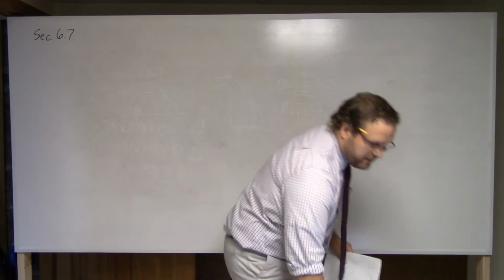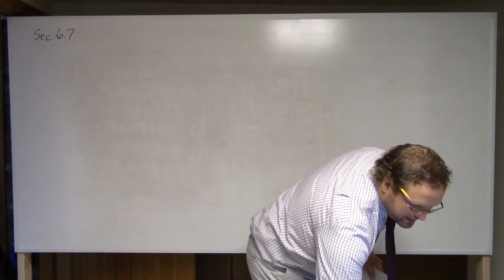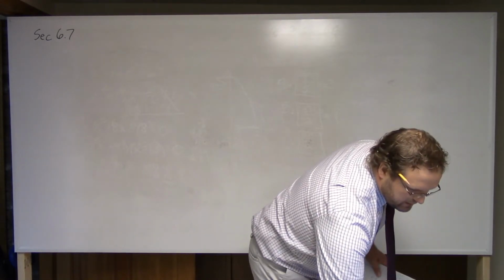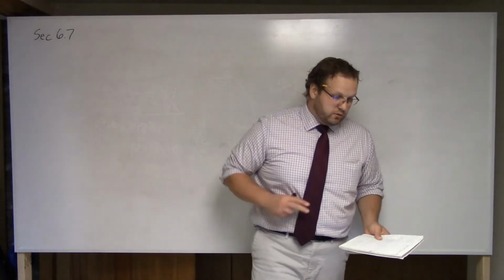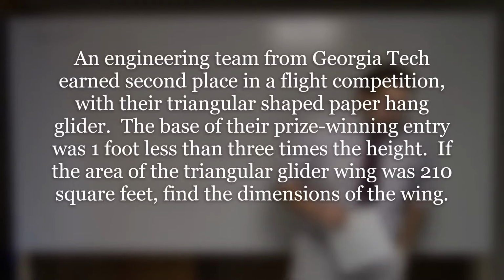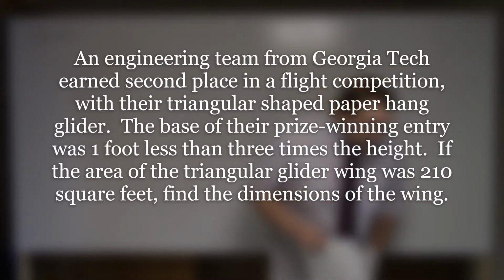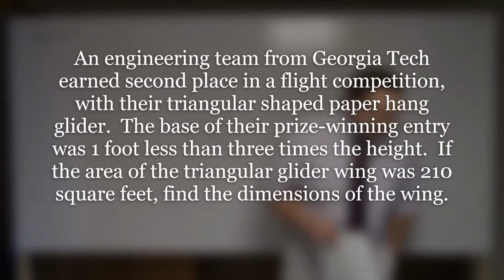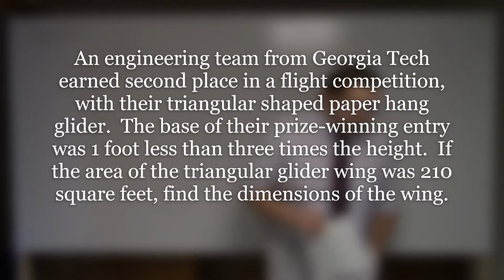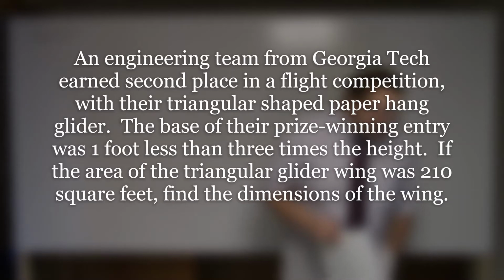Practice 3 can be found on page 429. And it goes like this. An engineering team from Georgia Tech earned second place in the flight competition with their triangular-shaped paper hang glider. The base of their prize-winning entry was 1 foot less than 3 times the height. If the area of the triangular glider wing was 210 square feet, find the dimensions of the wing.